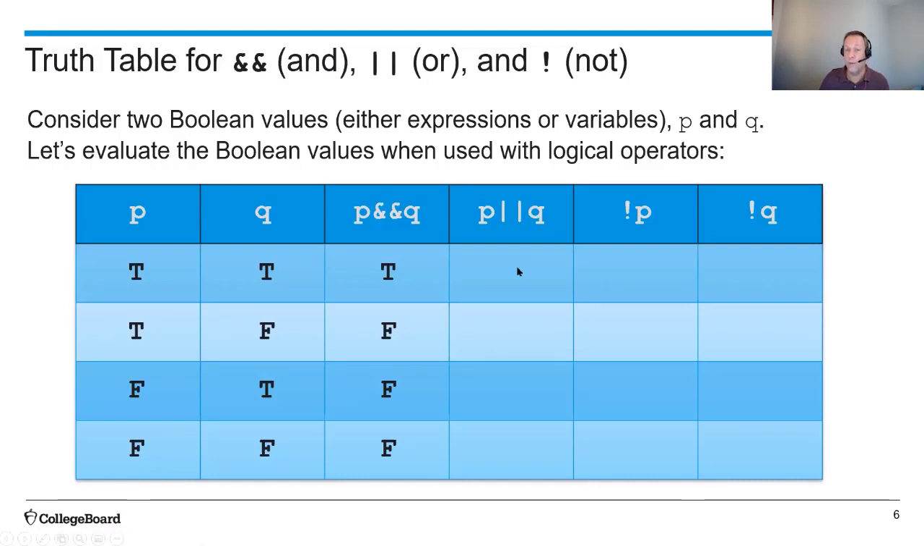What about P or Q? Well, P or Q, when they're both true, that's going to be true. When one of them is true, P or Q will also evaluate to true. But when they're both false, then P or Q will evaluate to false.